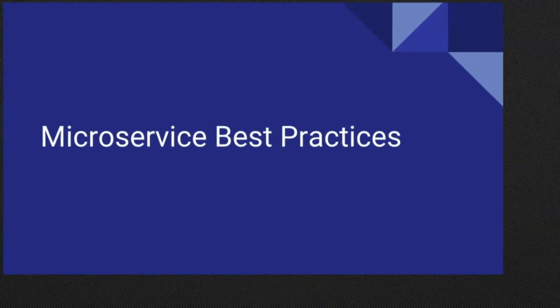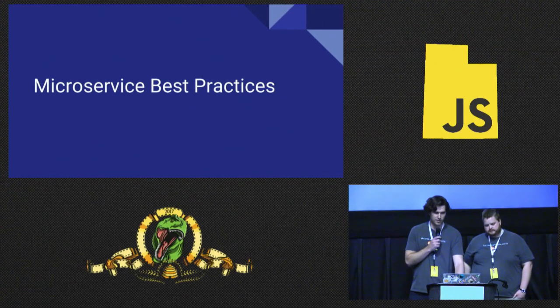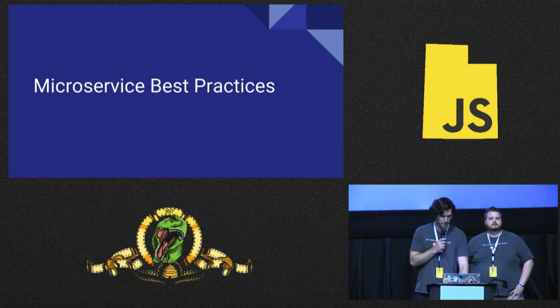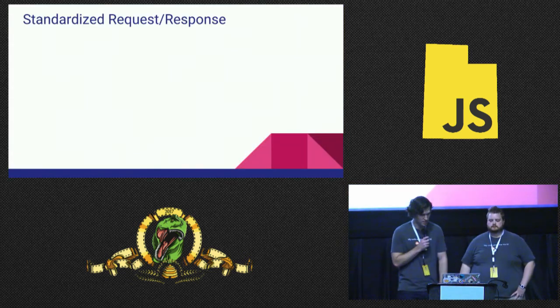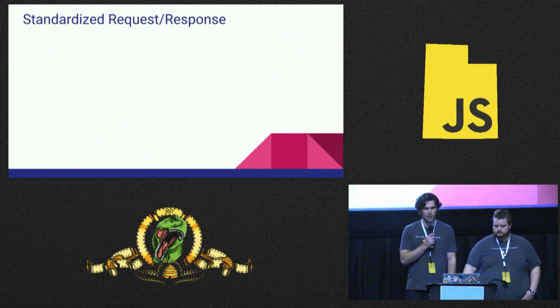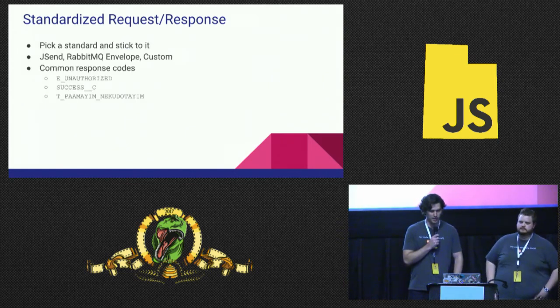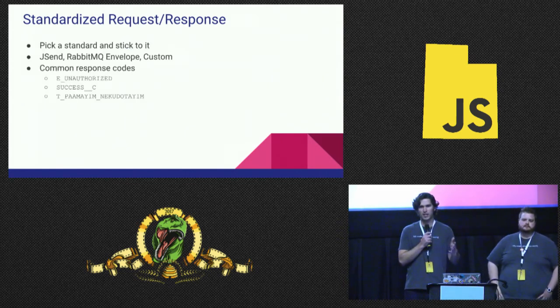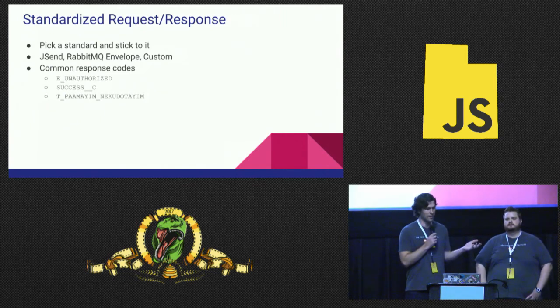Now we're going to talk about some general best practices along with microservices that really lend themselves well to working with GraphQL in that environment. It's good to standardize your request and response between services. Doesn't really matter what it is, just pick a standard and stick to it. We started off with a custom standard and eventually moved to JSON just because it was a little simpler.